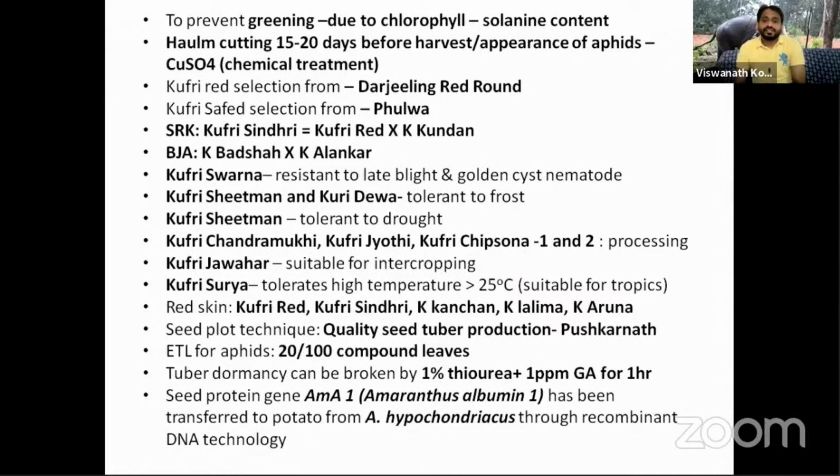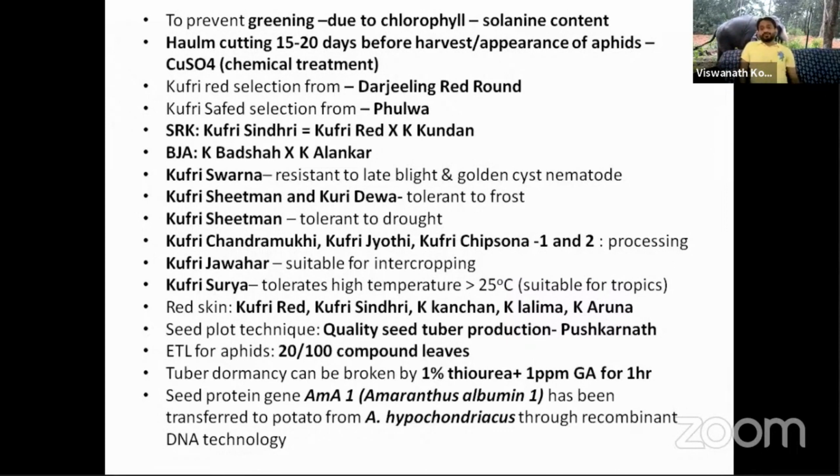Kufri Swarna is resistant to late blight and cyst nematode. Kufri Sheetman, Kufri Deva tolerant to frost. Kufri Sheetman is tolerant to drought also. And Kufri Surya, this is a very important question. In the last 2 to 3 years, this question is appearing every year. Kufri Surya is a high temperature tolerant variety. It can produce tubers at about 25 degrees centigrade.